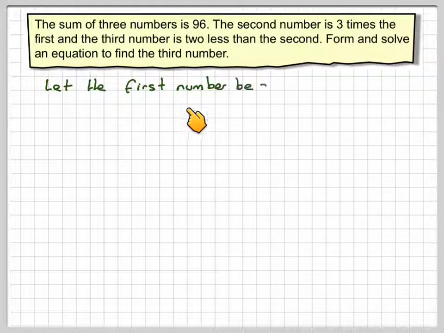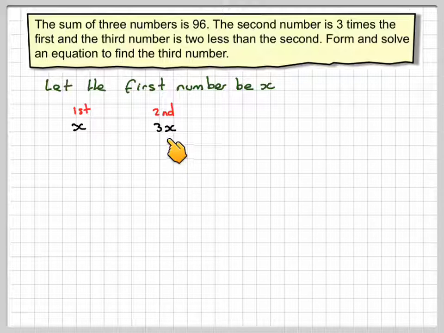Let the first number be x. So the first number is x. The second number is 3 times the first. So we write that in algebra as 3x. This means 3 times x.